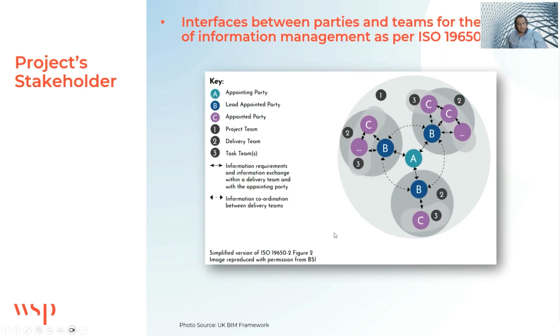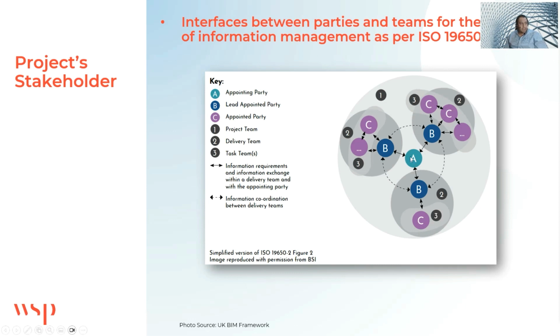So, as per ISO 19650, the appointing party is this small circle at the middle, A. This is our client, our employer, and then this large circle is the project space or the project teams. Every smaller circle, these dark gray circles, represents a delivery team.